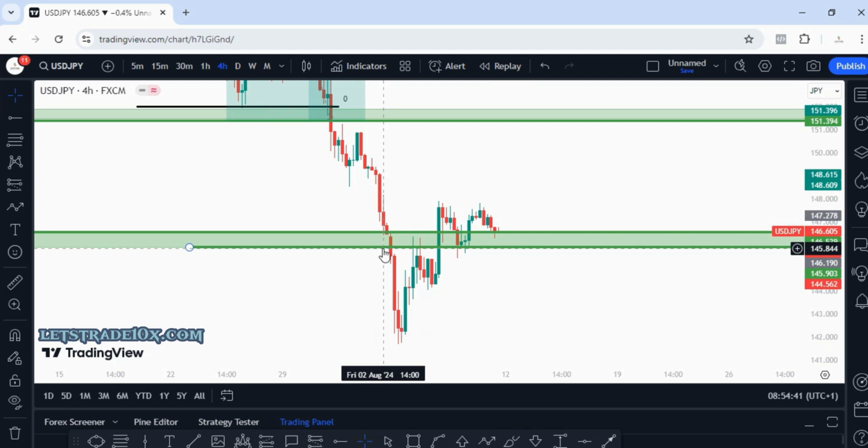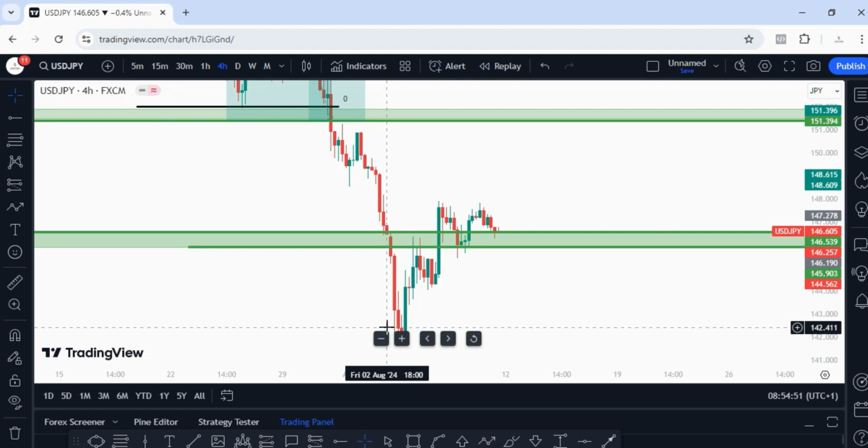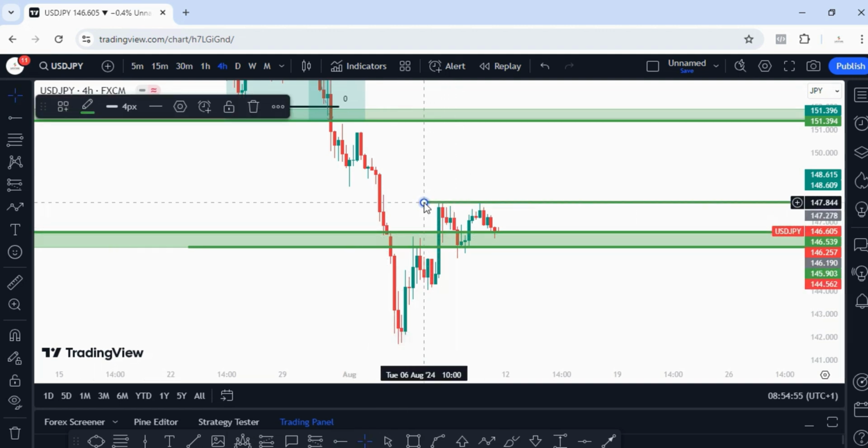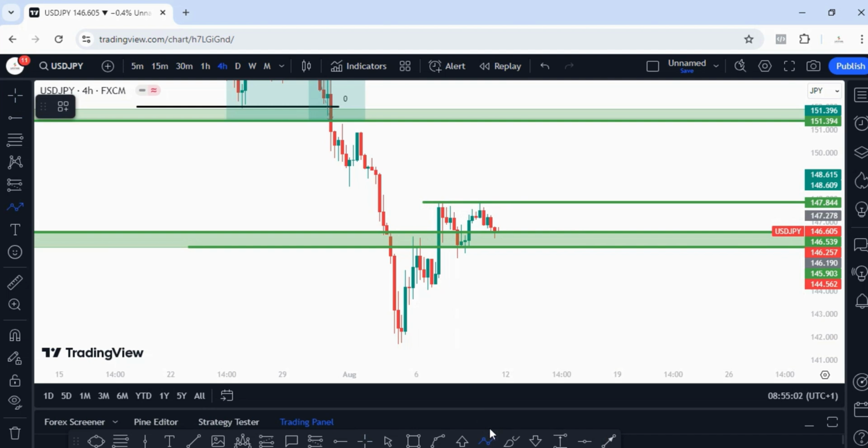I'm putting these lines on the chart so that I can actually pinpoint the actual price of those price regions. All right, so skip the date on my screen and focus on price. I would like to put a line above here, which is 147.844. Remember, like I said, from the weekly time frame, we may go for that pullback.